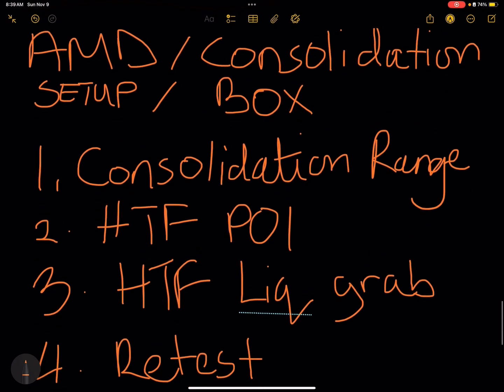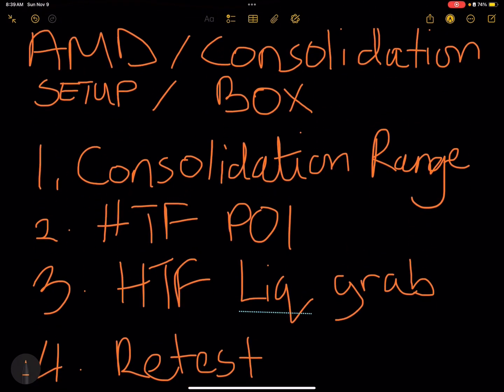Now let's go to the charts and look for an example where all these conditions are met. Watch out for the next videos as I drop the live chart examples of the trading models.